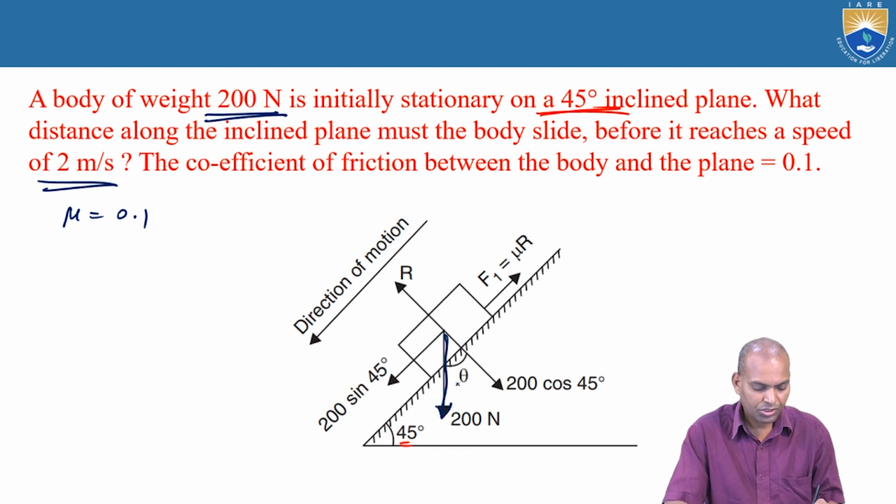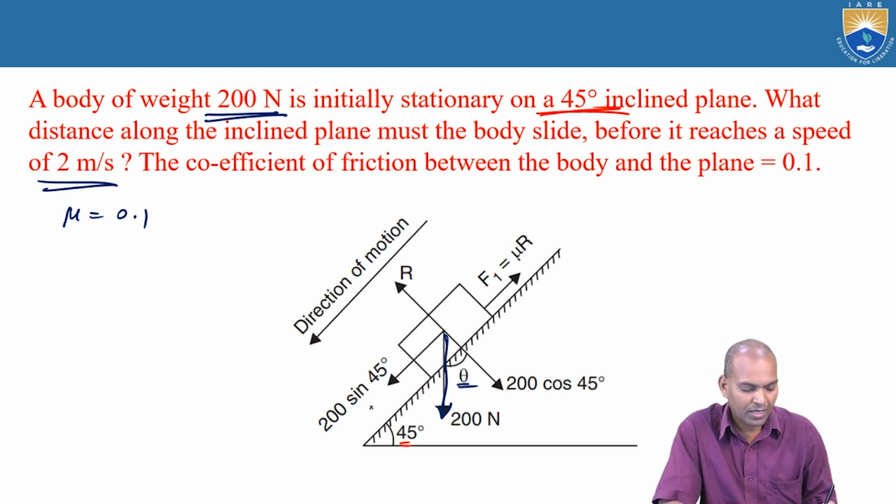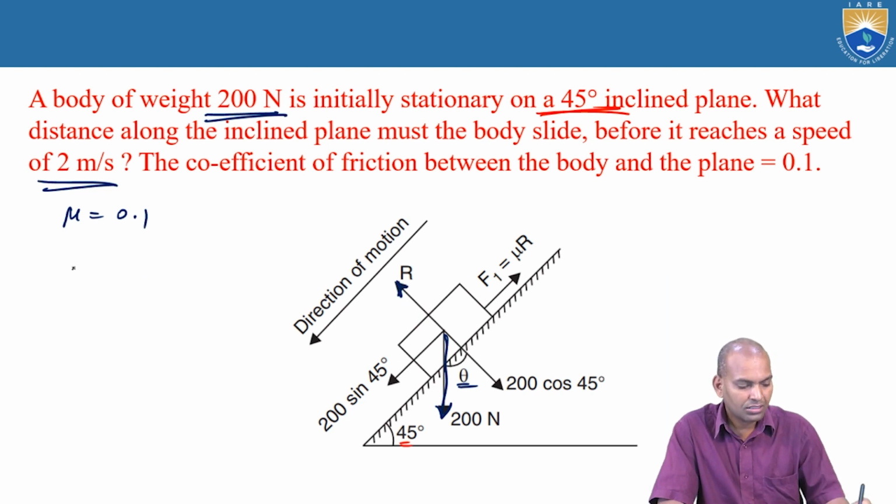Weight acts downwards. This angle theta is 45 degrees. Again, resolve this 200 newtons into cos theta and sin theta, that is, normal to the inclined plane and parallel to the inclined plane. That's 200 sin 45 and 200 times cos 45. Then R is the normal reaction, so R equals 200 times cos 45.